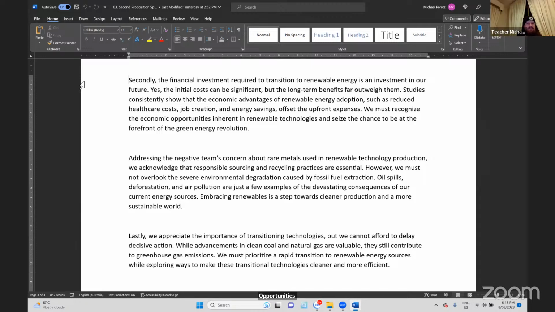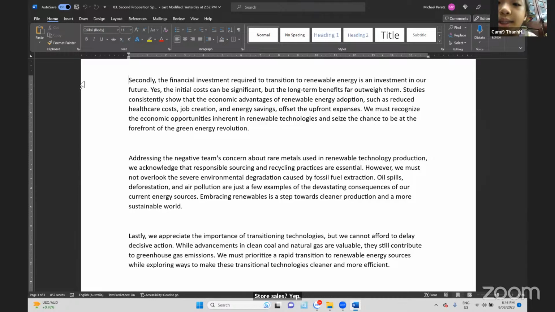Inherent in renewable technologies is the chance to be at the forefront of the green energy revolution, addressing the negative themes concerned about raw metals used in renewable technology production. We acknowledge that responsible sourcing and recycling practices are essential.